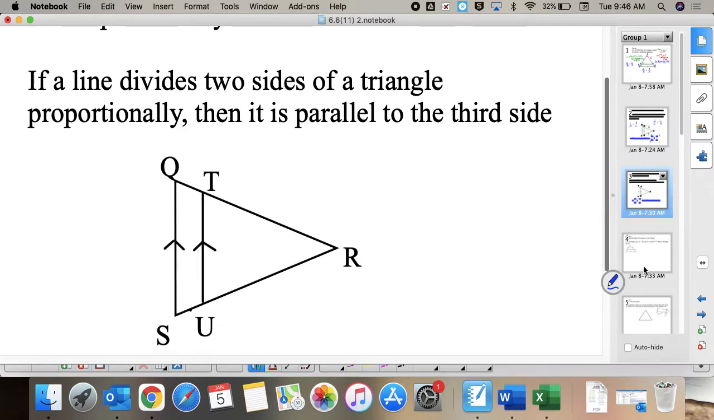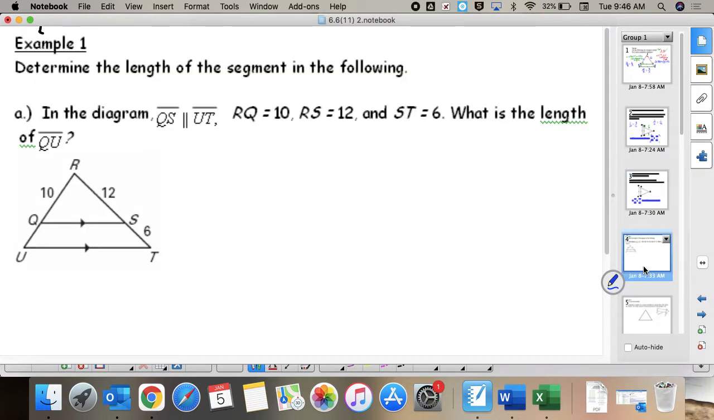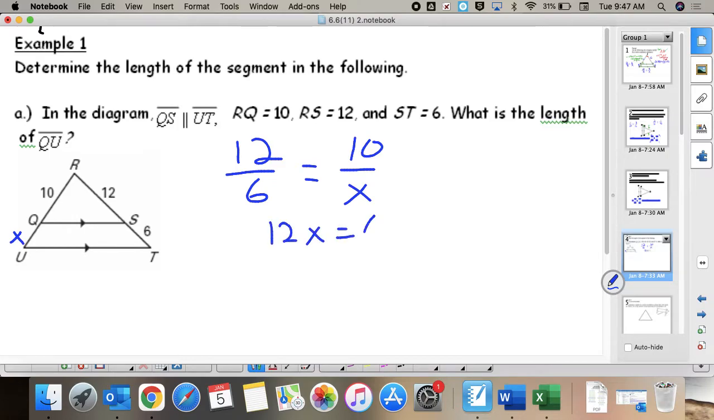So let's take a look at our first two problems here. The first one says, in your diagram, yes, these two lines are parallel, and RQ is 10, RS is 12, ST is 6. It says find the length of QU. If the lines are parallel, then these sides are going to be proportional. So if I compare 12 to 6, that will have to be the same as comparing 10 to x. Then I'll be able to cross multiply, get 12x equals 60. Divide by 12 and we get x equals 5.